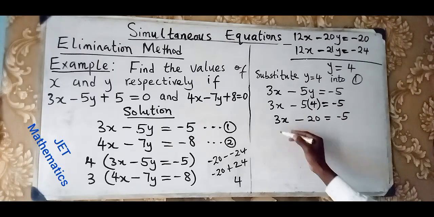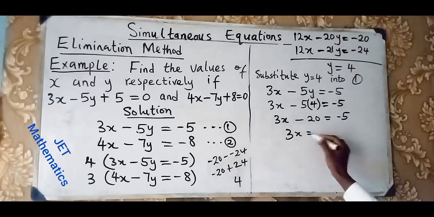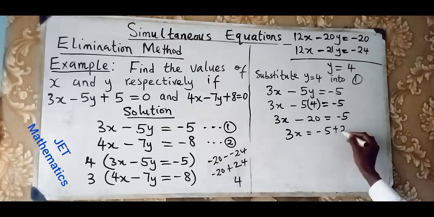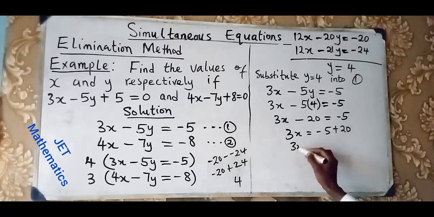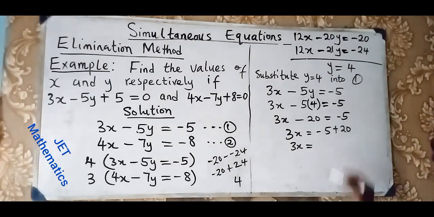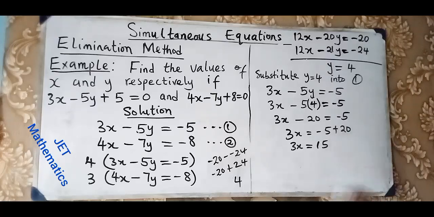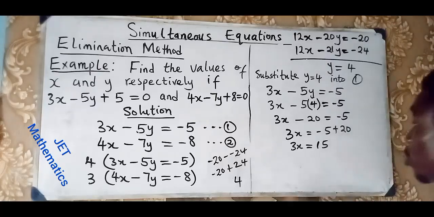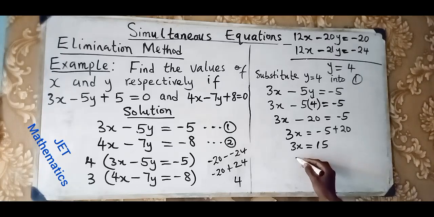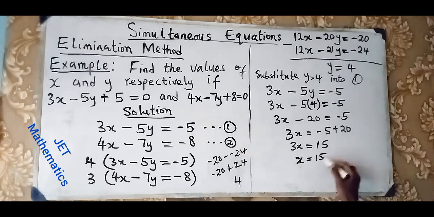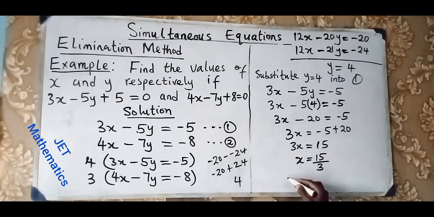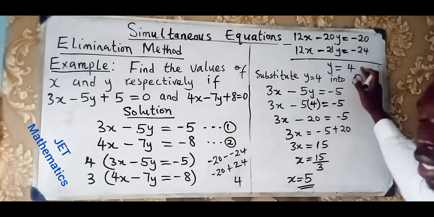When we take minus 20 over this way, we have 3x equals minus 5 plus 20. That gives us 3x equals 15. Now to get x, we divide both sides by 3. So we have x equals 15 divided by 3, and so x is equal to 5. So x is 5, y is 4.